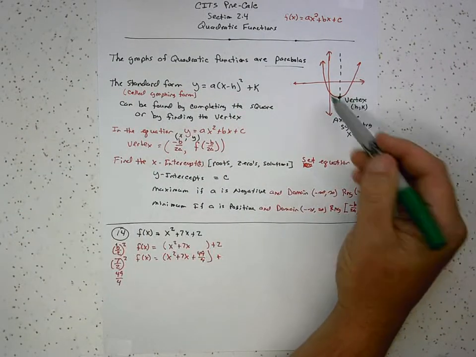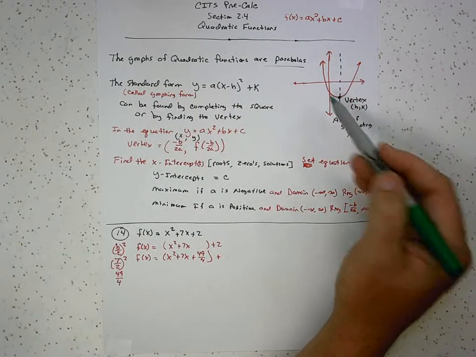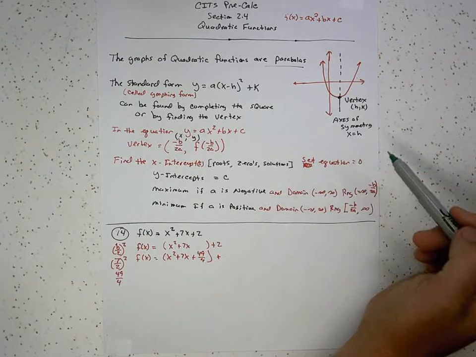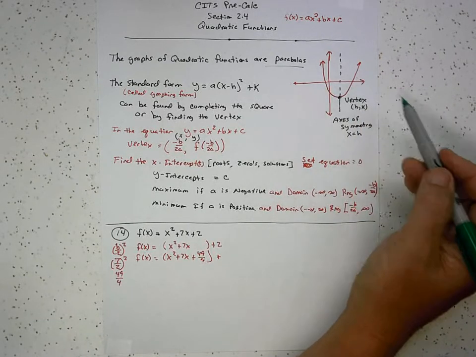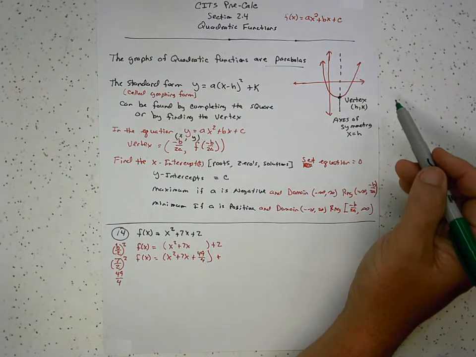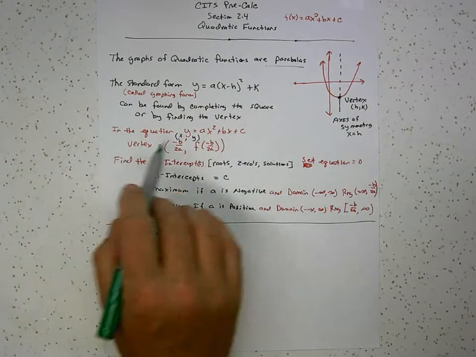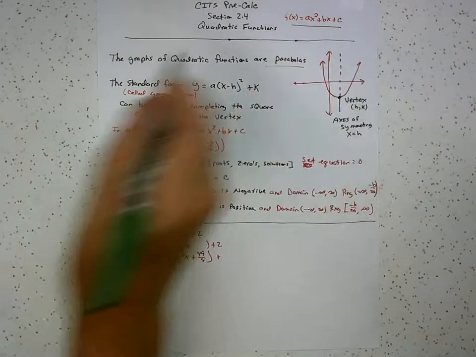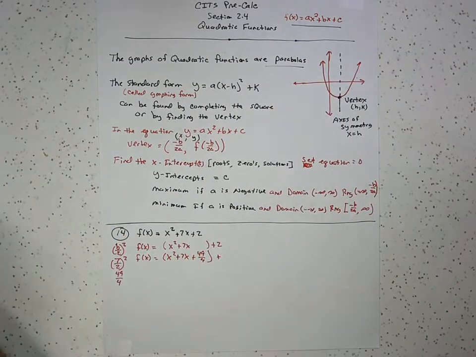Okay, they always either open up or open down. Now they can open to the sides. We're not going to worry about that right now. That's when you switch x and y around. We're just worrying about the ones that open up and down. Okay. Now we call a standard form of a quadratic f of x equals ax squared plus bx plus c.